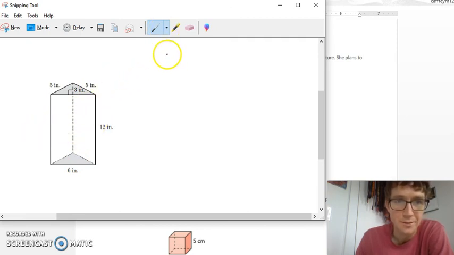So basically, how many faces are there? There's one on the top, one on the bottom. We've got one in front, and then two over here in the back. The triangle has three sides, so that means three rectangles. So that's 1, 2, 3, 4, 5. We have 5 total faces.